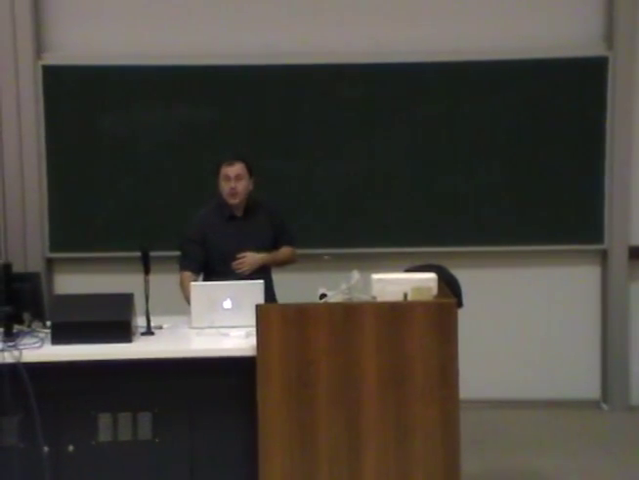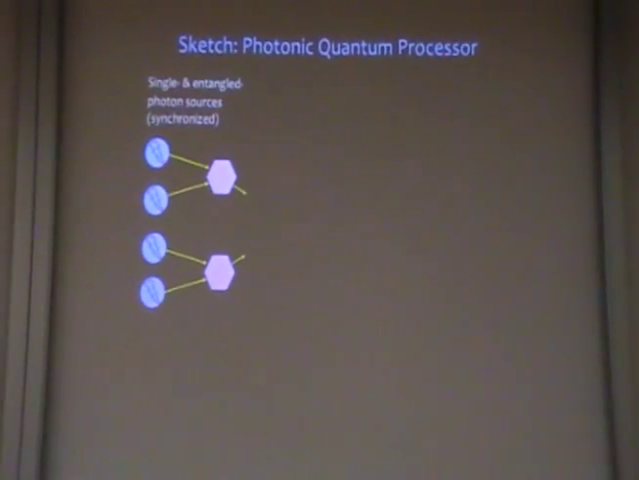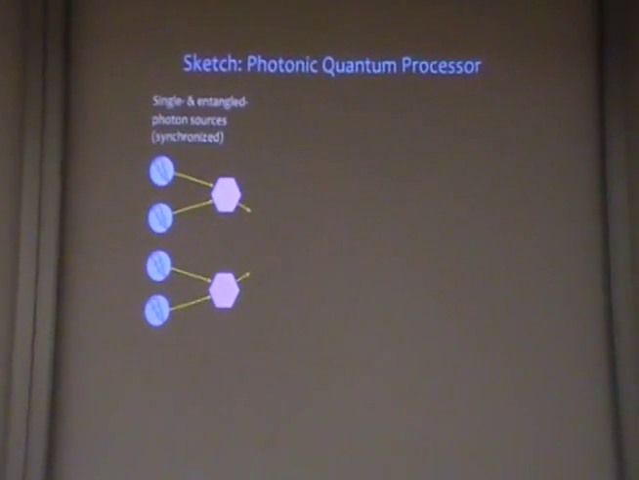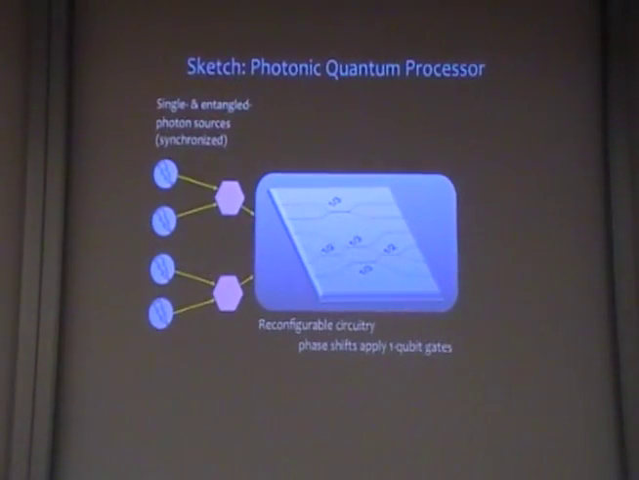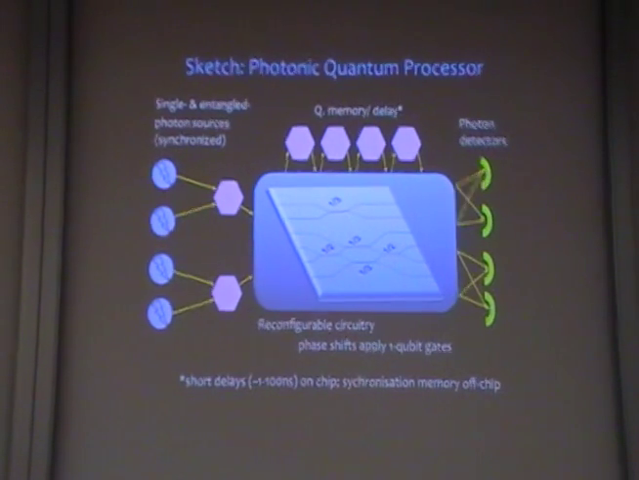When we finished on Monday, we were looking at the possibility of building a photonic quantum processor. The idea is that you would have some set of single and entangled photon sources synchronized in time, very well characterized. You would bring them into some kind of reconfigurable circuitry. This will be a photonic chip. There'd be some kind of quantum memory and delay process, and then you detect the outputs.